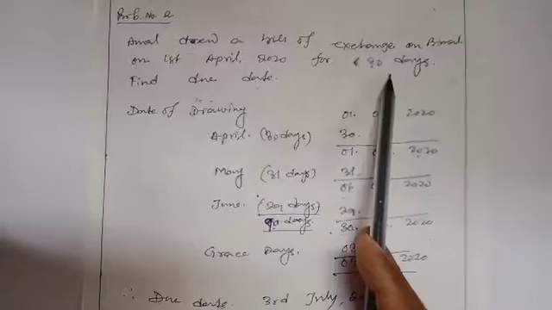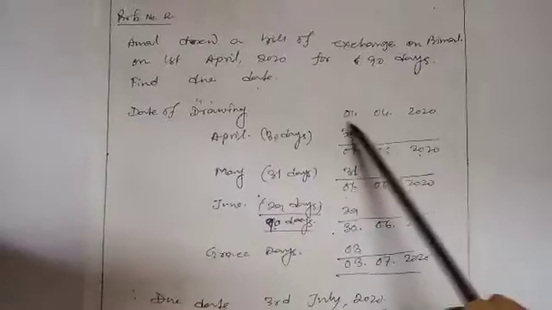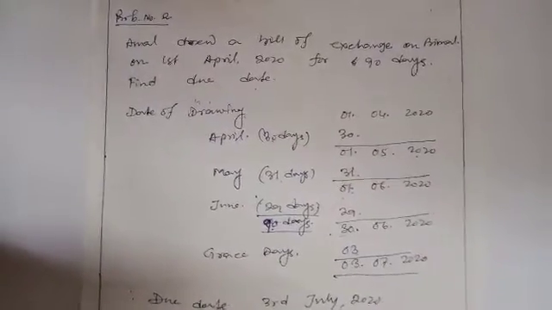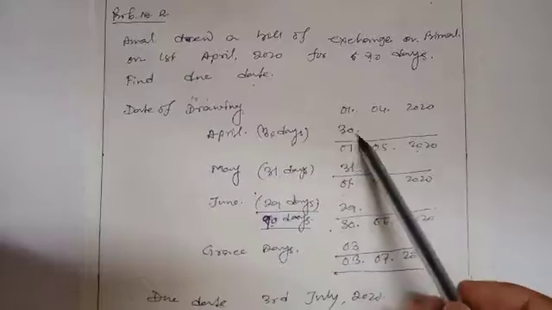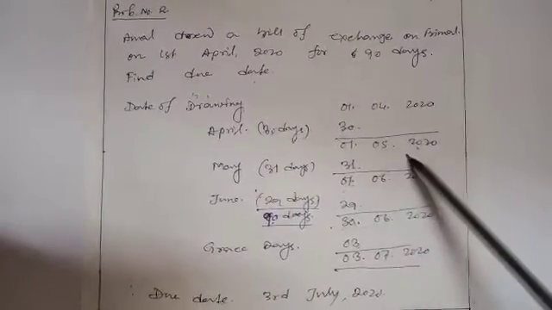Here it is 90 days. So you have to find out the due date after 90 days, and you have to count from 1st April. From 1st April, 30 days are there. So you give 30 days, then what date do you get? After 30 days you will get 1st May.